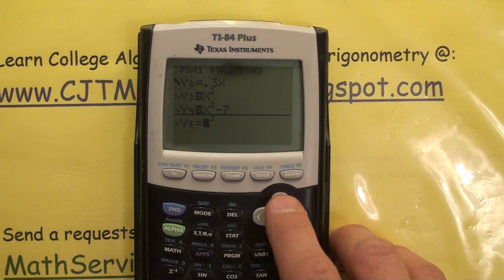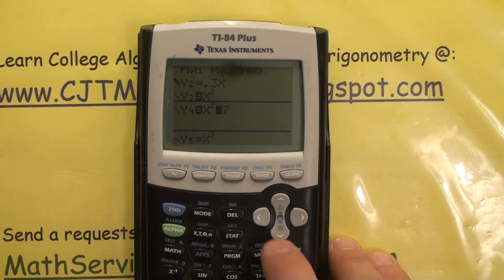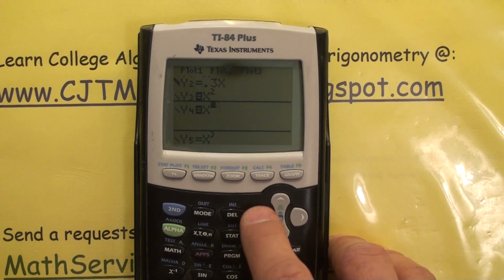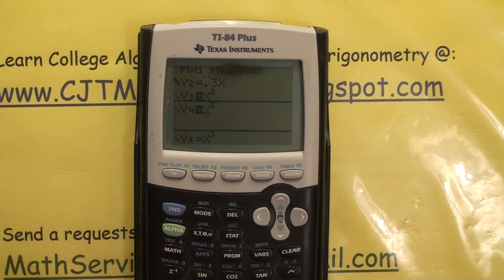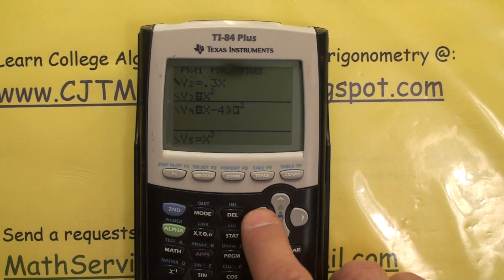Now, watch this one. Instead of minus 7, after we square x, let's delete. Let's go inside here. We're going to insert x minus 4, and we're going to put this in parentheses.